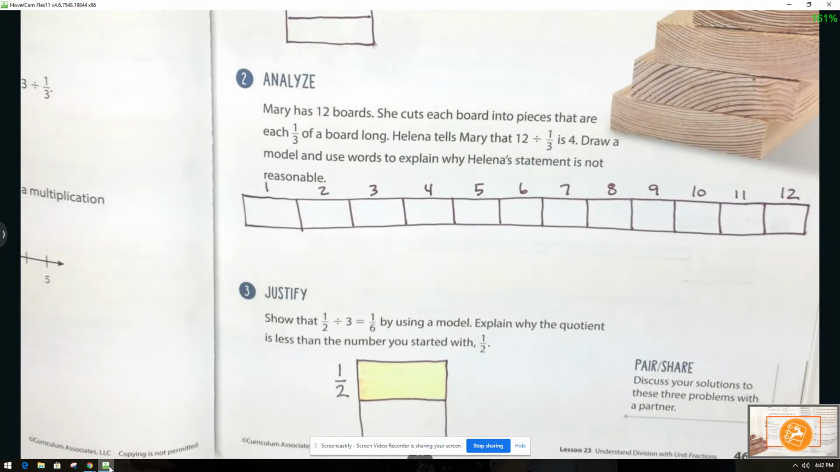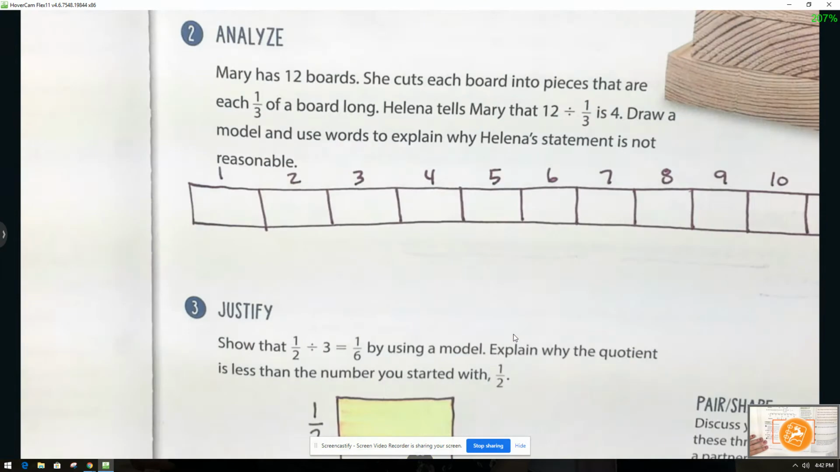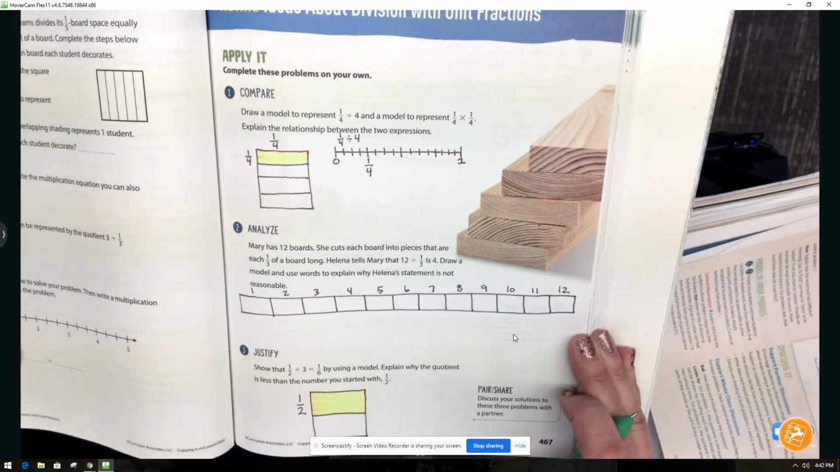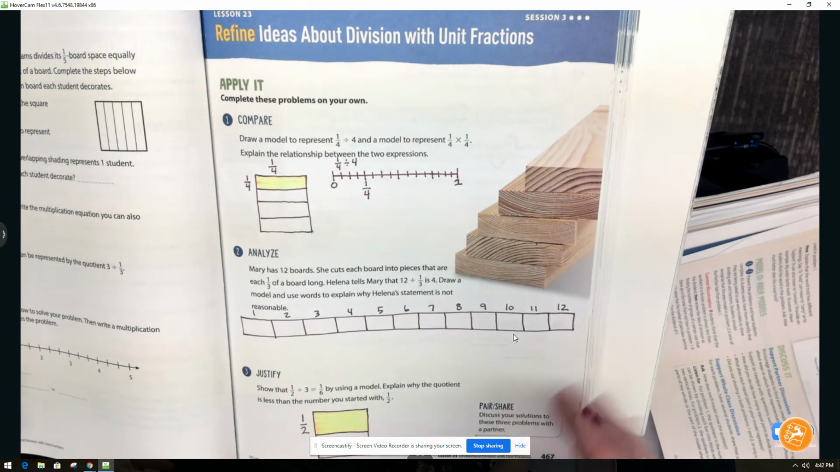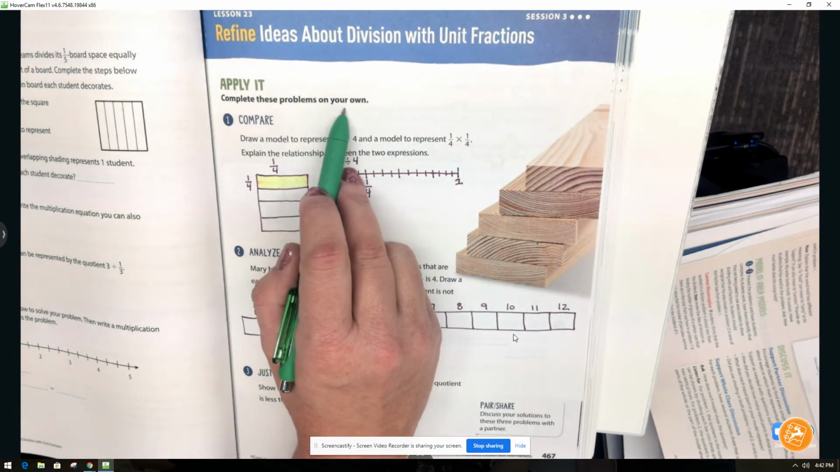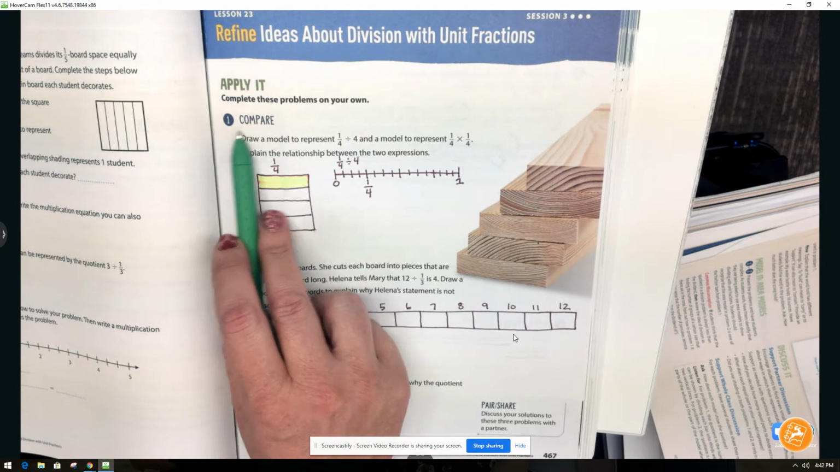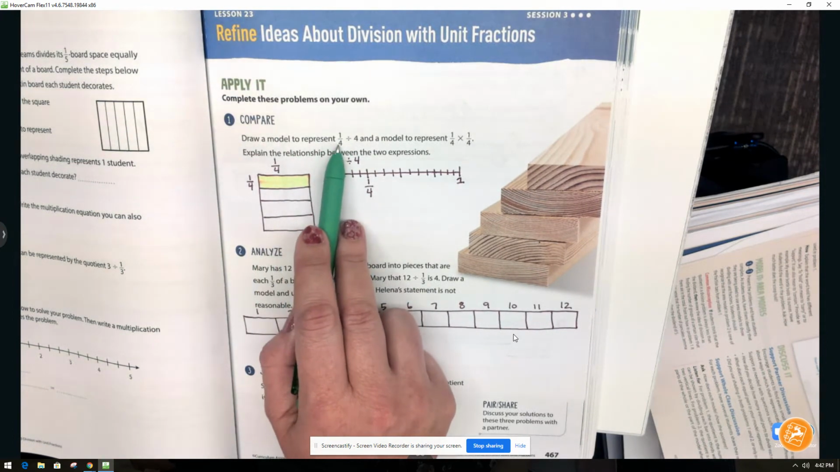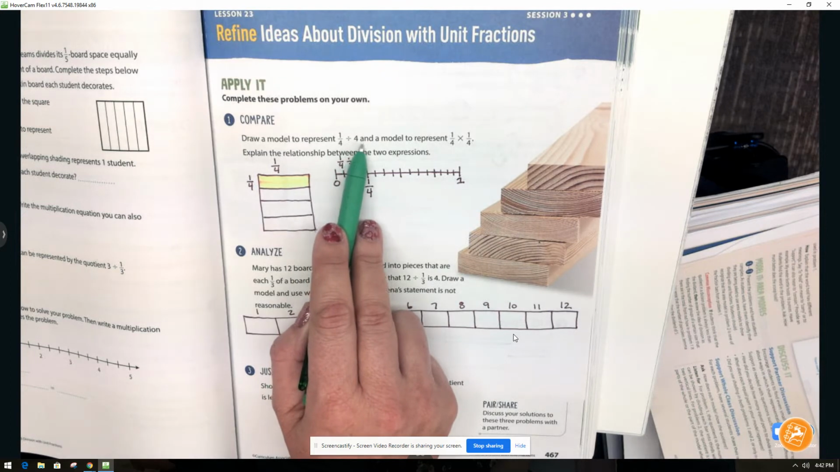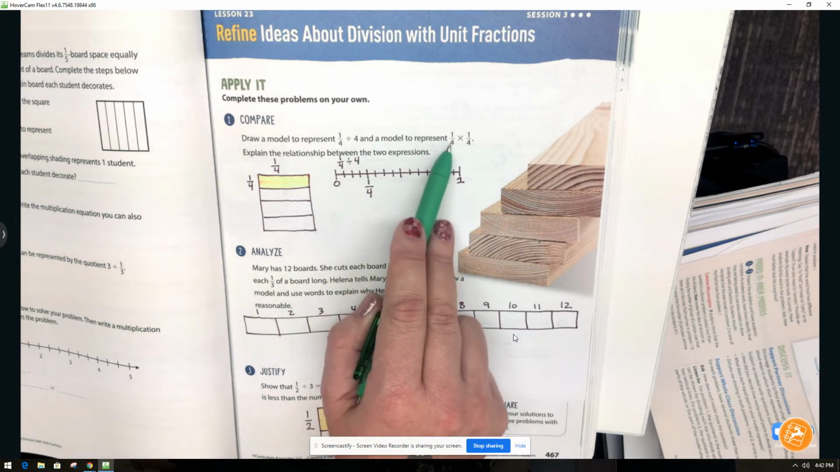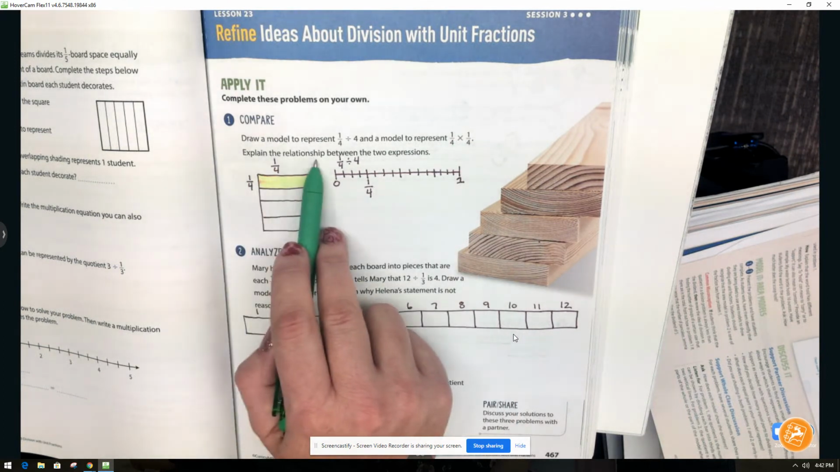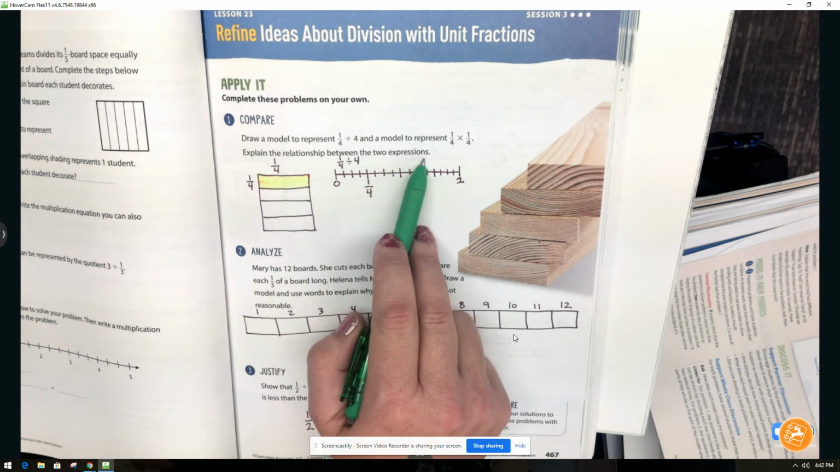Now, I'm really zoomed in on this one. Okay, so let me go up to question number 1. It says: complete these problems on your own. Number 1, compare. Draw a model to represent 1/4 divided by 4 and a model to represent 1/4 times 1/4. Explain the relationship between the two expressions.